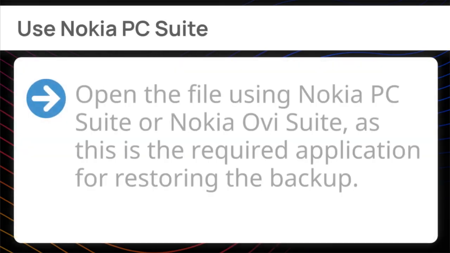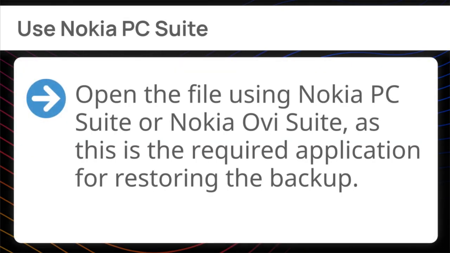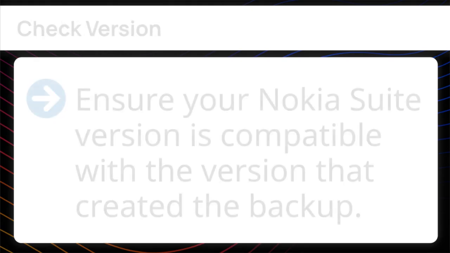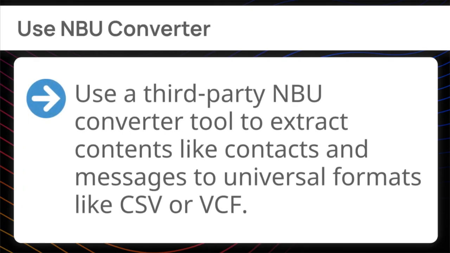First, use Nokia PC Suite. Open the file using Nokia PC Suite or Nokia Suite, as this is the required application for restoring the backup. Next, check version. Ensure your Nokia Suite version is compatible with the version that created the backup. Finally, use NBU Converter. Use a third-party NBU Converter tool to extract contents, like contacts and messages, to universal formats, like CSV or VCF.